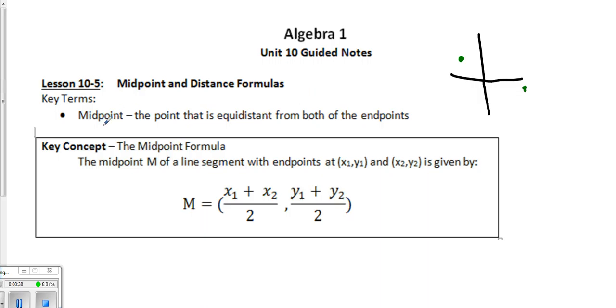So key terms, the midpoint is just the point that is equidistant from both of the endpoints. It's the same length from either of them. So if this was, let's say, the midpoint, it's the same length from here to here as it is from here to here, meaning it's right in the middle.